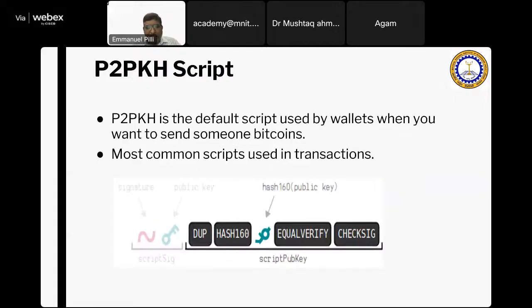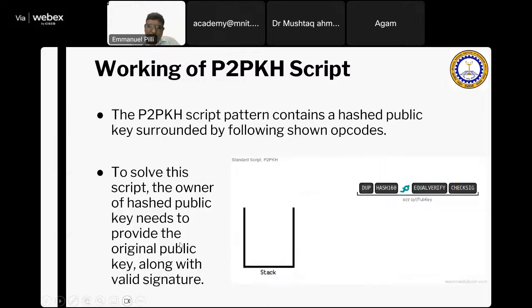And then you have public key hash. So here the hash is taken extra. So that's what it is. P2PKH is the default script used by wallets, which are commonly used. Any wallet that you look at, Bitcoin wallets like exchanges that have their own wallets, and you can use those wallets. So in P2PKH, the hash part is also used.